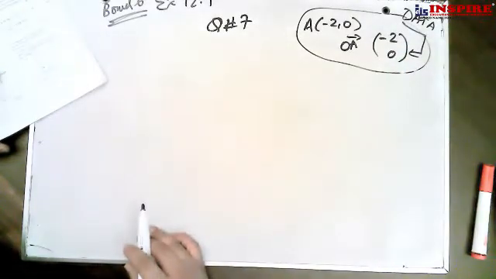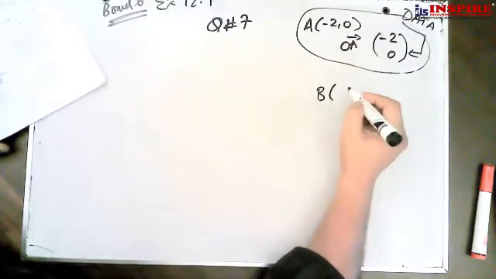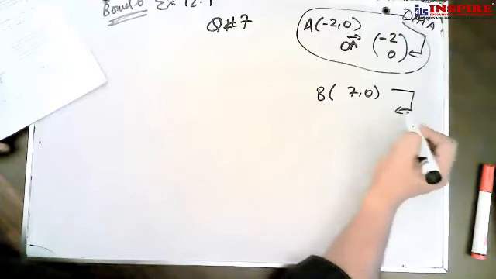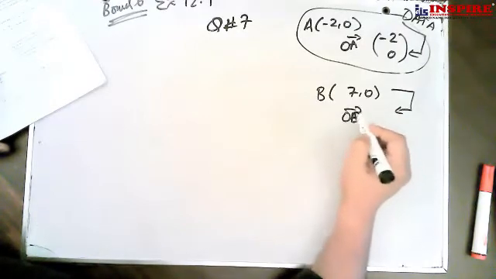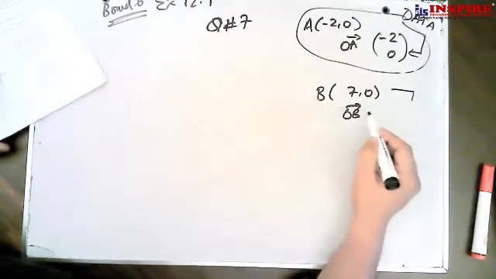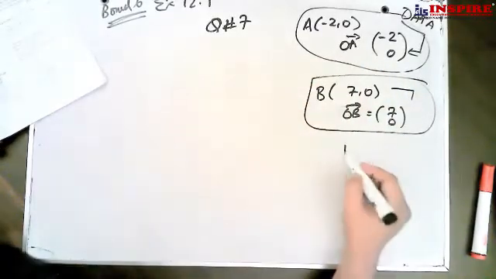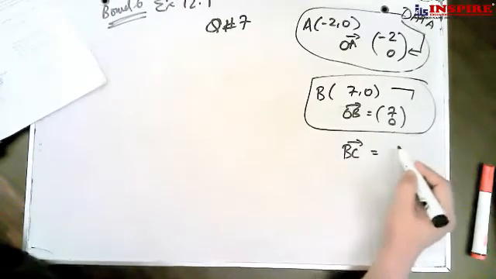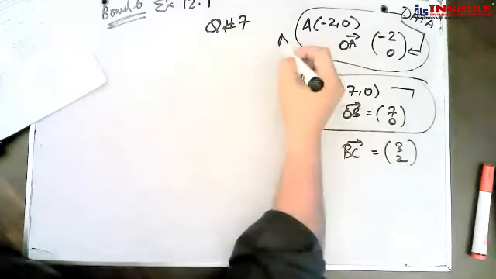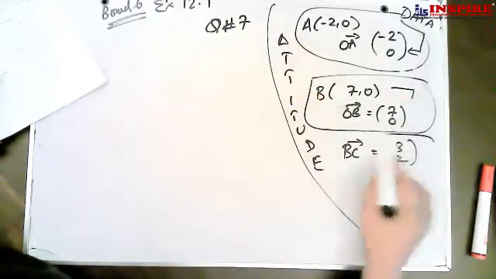Okay? Do you get it? That's an attitude. And B is the point 7 comma 0, another unit of data. Therefore, OB is equal to 7 and 0. Easy. And then he says BC is 3, 2. Now with the overall attitude, I can solve anything from this attitude.